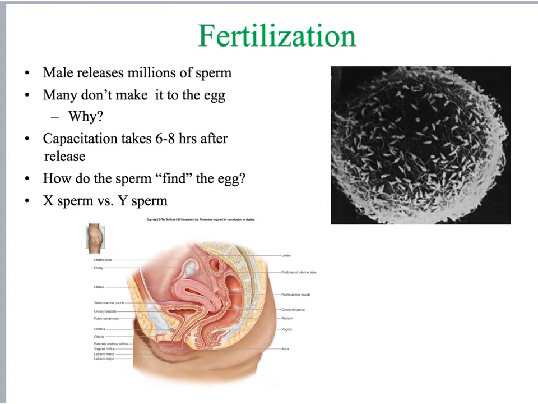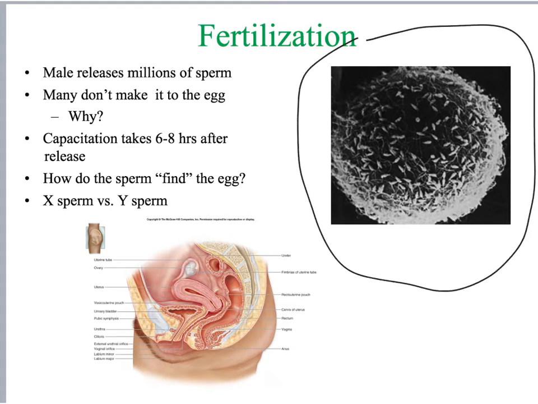Now, the other question you might be asking is, how do sperm find their way to the egg? And I remember when I was in college, it was sort of still a mystery. And I remember seeing photos like this one on the right where you can see an egg completely surrounded by sperm. And it kind of looks like they know what they found. And the truth is, they do.